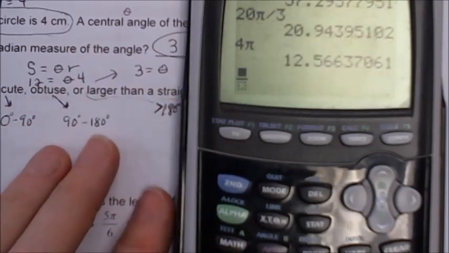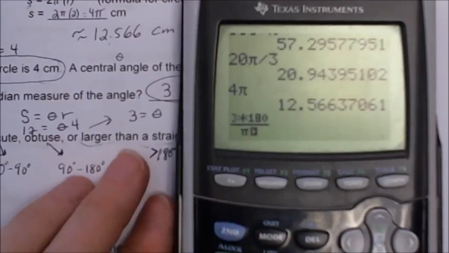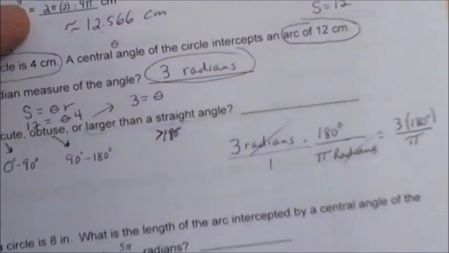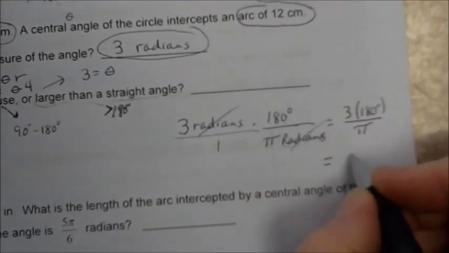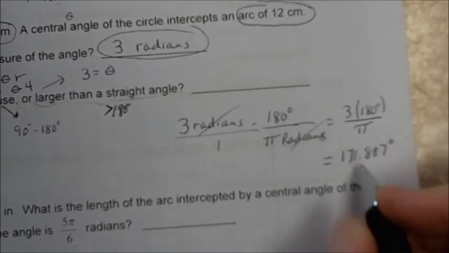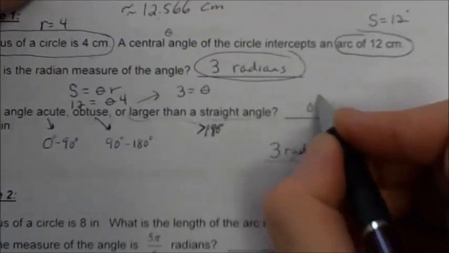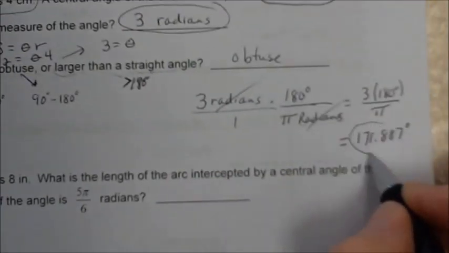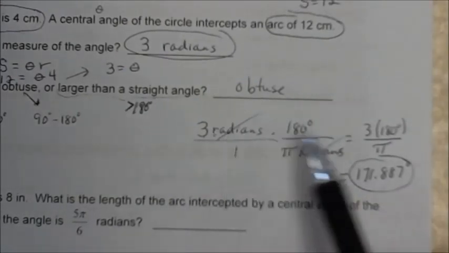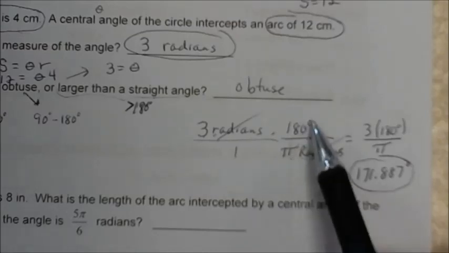So we can use this 3 times 180 divided by pi. Well, there's 171.887 degrees in 3 radians. Well, that's an obtuse angle, because that falls in our obtuse range. So that's how you can always convert from radians to degrees. You just can multiply by 180 degrees is equal to pi radians. That's an identity.